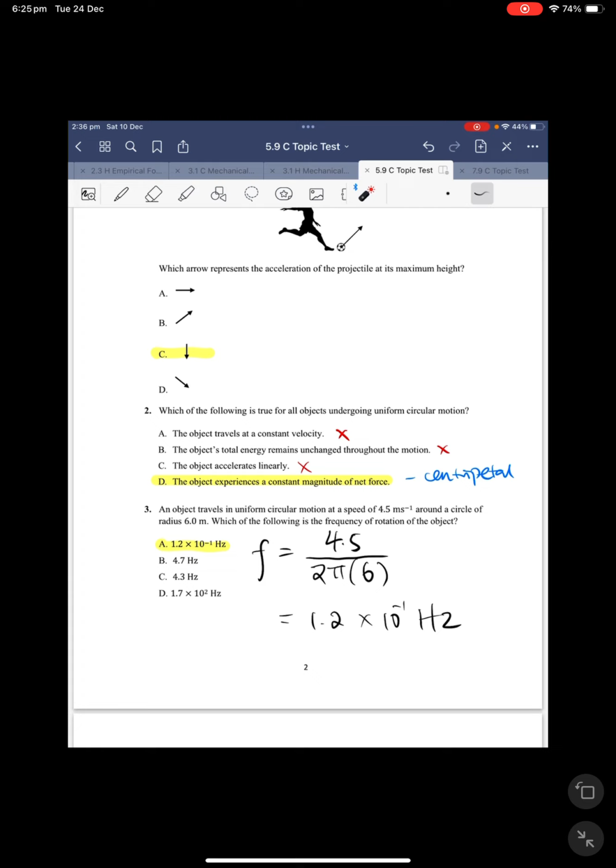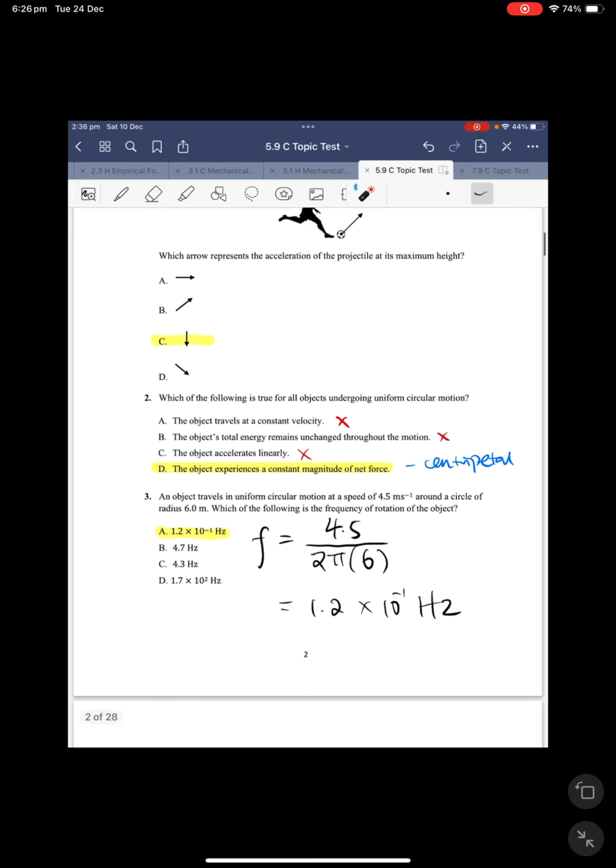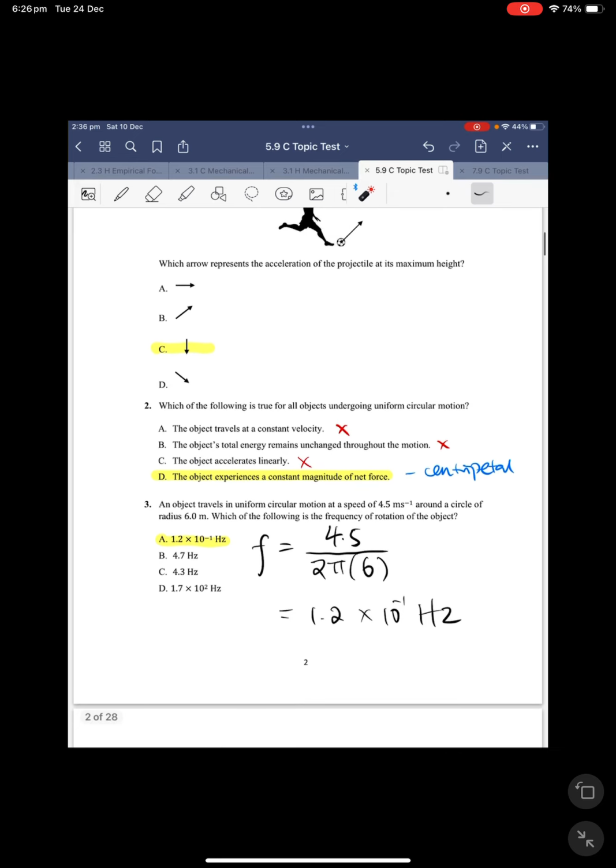meters per second around a circle of radius 6 meters. Which of the following is the frequency of rotation of the object? So to find the frequency, we can take 1 over the period, or in other words, we just get 4.5 divided by 2 pi times 6, and we should get the frequency is 1.2 times 10 to the minus 1 hertz, so the answer is A.